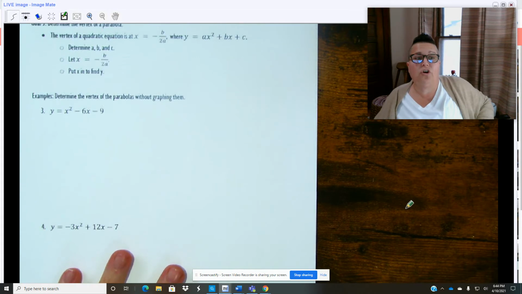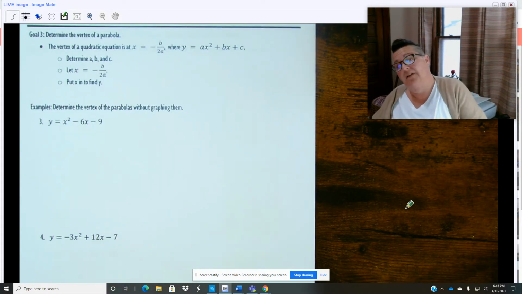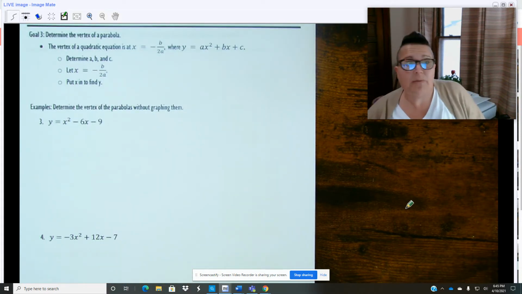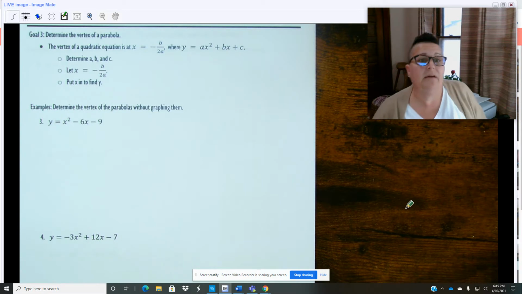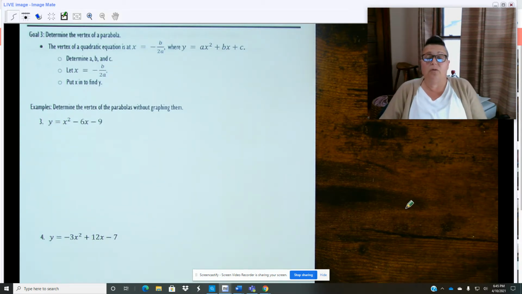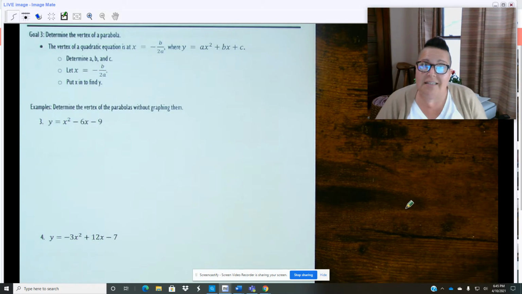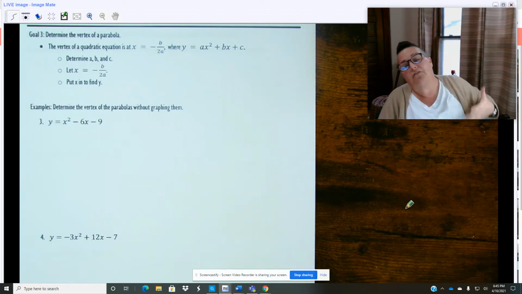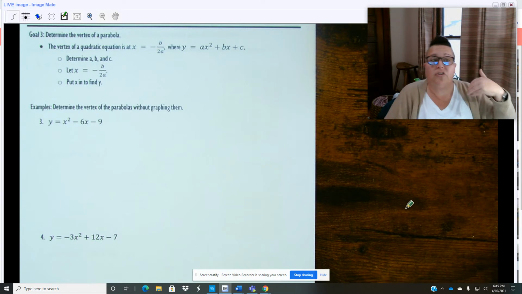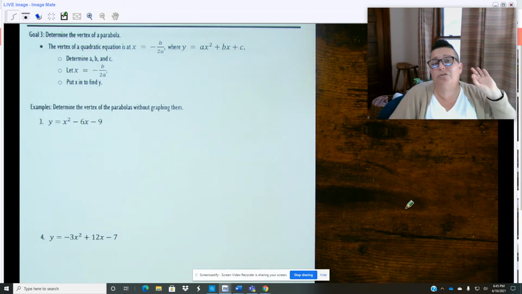We can also determine the vertex of the parabola. And we can determine the vertex of the parabola by using the opposite of b over 2a. If that sounds familiar to you, it's what we square when we're using completing the square. So given a quadratic equation, you can determine your a, b, and c. Let your x value be the opposite of b over 2a and put that in to find the y value.